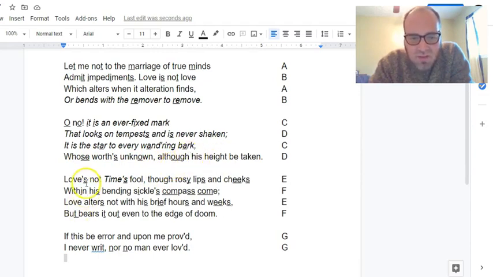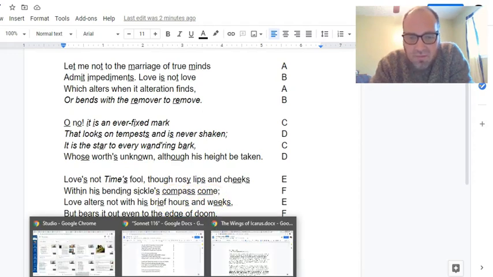You can see that he does a good job. Love's, times, and lips and cheeks, all four have consonants with an S here. Rosy is a hard E sound, and cheeks is an E sound as well. His, encompass, both have the S sound, and sickles, all three of them have the S sound. Bending and sickles and within, they have the I sound. Compass and come both obviously have alliteration and assonance.